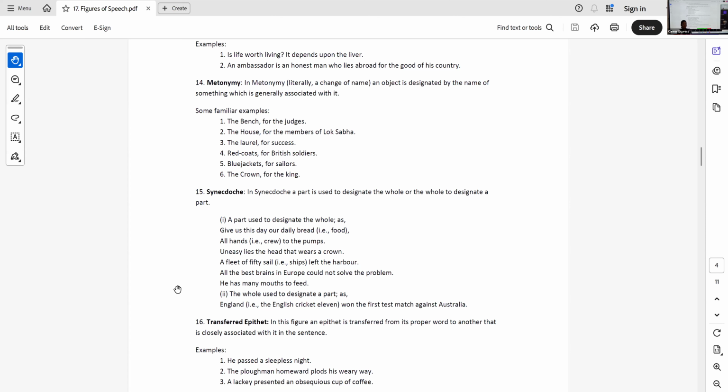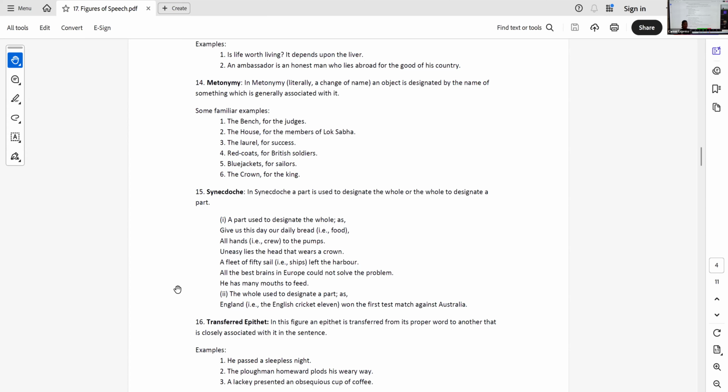If you've bought a new car and someone appreciates it, he might say, nice wheels. W-H-E-E-L-S, wheels. I'm talking about the entire car, though I'm referring to only one part of the car. That is also synecdoche, right?